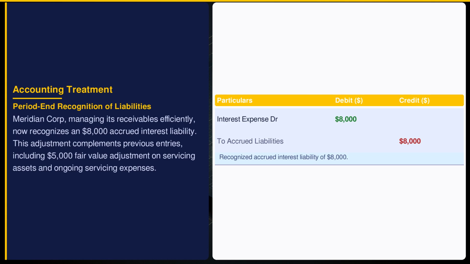ASC 860 mandates recognizing accrued liabilities to accurately reflect financial obligations. Meridian Corporation records an $8,000 accrued interest liability, ensuring all interest expenses are captured by period end. This entry highlights the necessity of precise liability management, contributing to the true and fair view of financial statements.